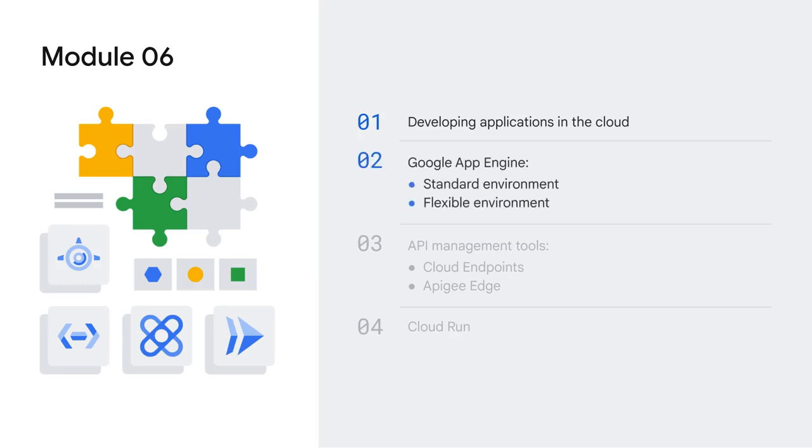You explored App Engine, a fully managed serverless platform for developing and hosting web applications at scale, and the 2 App Engine environments, Standard and Flexible; 2 API management tools provided by Google Cloud, Cloud Endpoints and Apigee Edge; and Cloud Run, a managed compute platform that lets you run stateless containers via web requests or PubSub events.